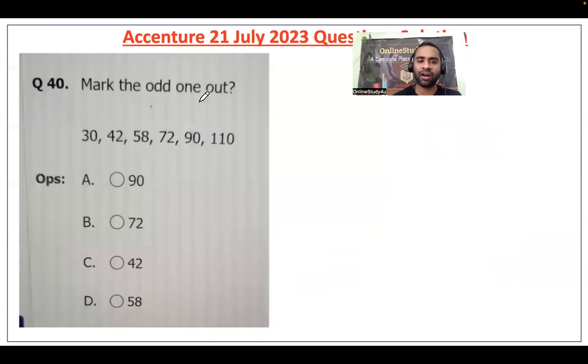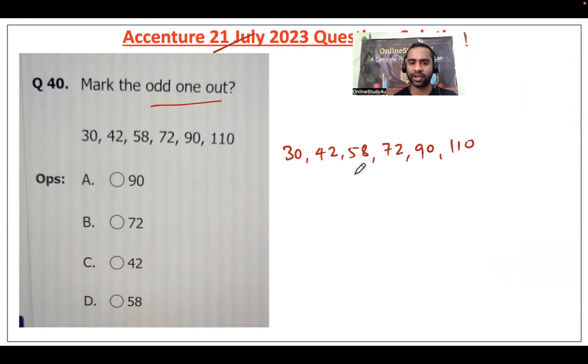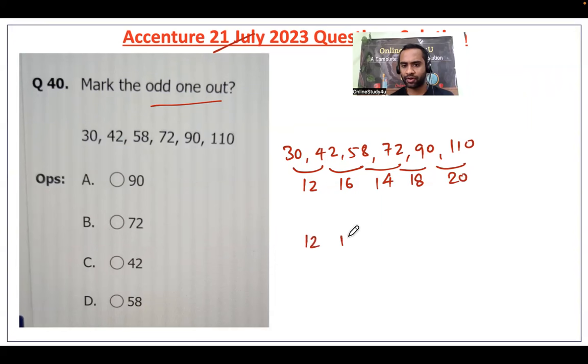Next, find the odd one out. Friends, we have also kept the problems on which was conducted on 21st of July. So now we have 30, 42, 58, 72, 90, and 120. So the difference is 12, the difference is 16, the difference is 14, and the difference is 18, and the difference is 20. So basically it should have 12, 14, 16, 18, and 20.